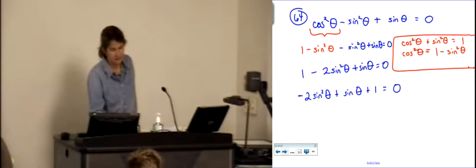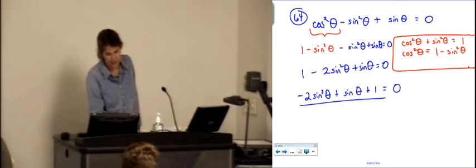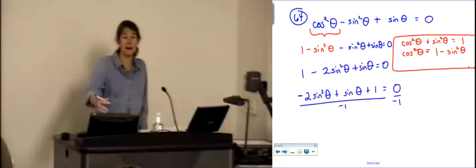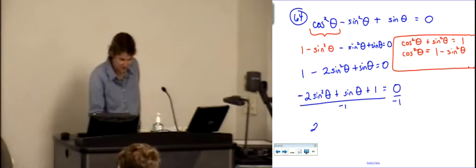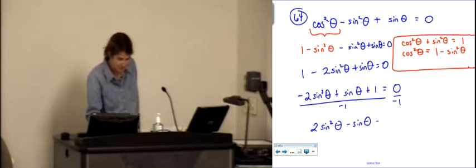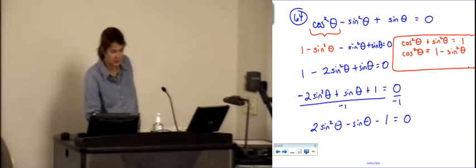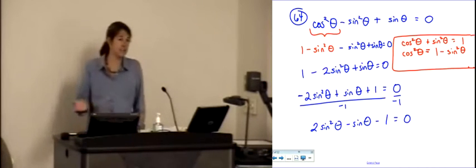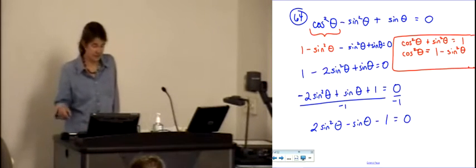Divide by -1. Yeah, we can divide the whole thing by -1 if we want. And that's just an extra step if you don't like that. It's a cosmetic thing more than anything. So 2 sine squared theta minus sine theta minus 1 equals 0. It just changes all the signs in there.